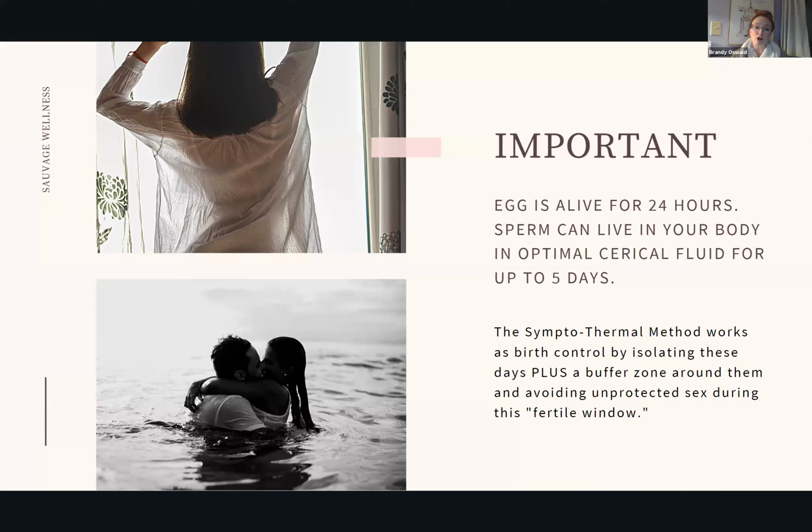So the sympto-thermal method works as birth control by isolating these days, the days before ovulation and the days after, so that we know we have encompassed, quote unquote, that conception window. With the natural birth control method, we expand it. It's not just 6 days. We add a buffer zone on either side at the beginning and at the end to create what we call a fertile window. And we avoid having unprotected sex during that time, including the buffer zone, to make sure we're taking the necessary precautions and we're not simply trying to isolate 6 days, which is impossible because we can't know the exact moment ovulation has happened.